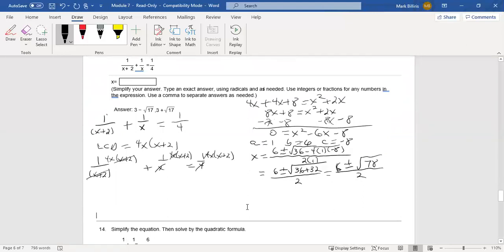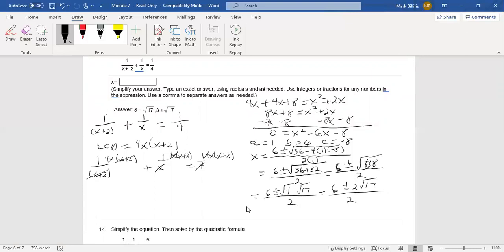So in this case, we know that 78 can be broken down. So we have 6 plus or minus. Now 78 can be broken down into the square root of 4 times the square root of 17. I'm sorry, there should be 68. All over 2. And so square root of 4 is 2. So we have 6 plus or minus 2 square roots of 17 all over 2.